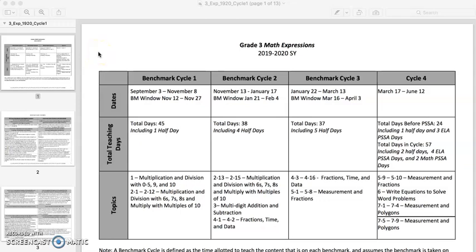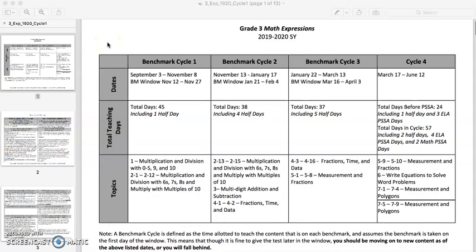I want to highlight some key features of this document and especially focus on the changes that exist compared to last year. The first page looks the most similar to last year. It gives you an overview of the year. Although I've only released the Cycle 1 detailed version of the document so far, you can see the breakdown for the whole year, like big picture, on this page. Here are the parts of Math Expressions that you'd be teaching in Cycle 1, 2, 3, and 4.